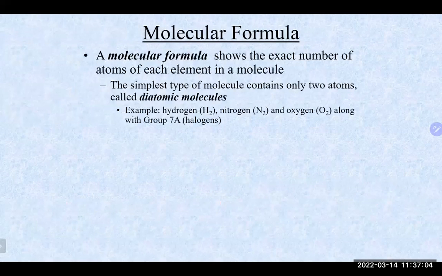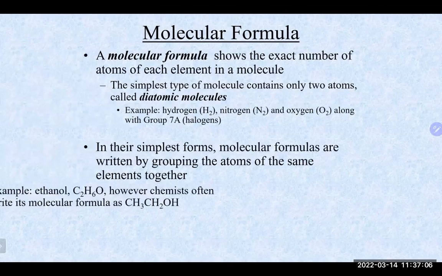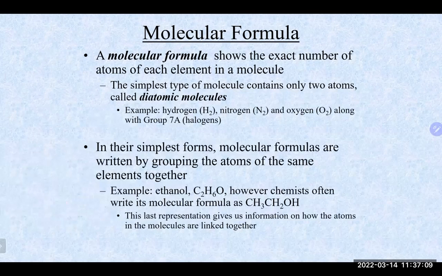So as I mentioned, the molecular formula really is the basic formula that tells you exactly how many elements you've got going on there. The simplest type of molecules are diatomic molecules, and something like H2 and N2 are their molecular formulas. In their simplest form, as I mentioned on the previous page, it just gives you the information that's there, as opposed to these two here. So again, that is a molecular formula. That is a molecular formula.